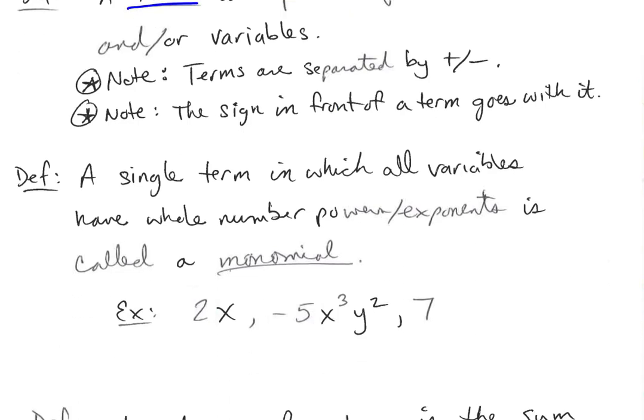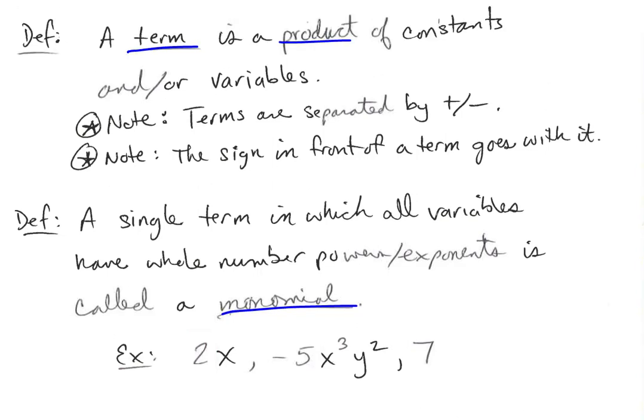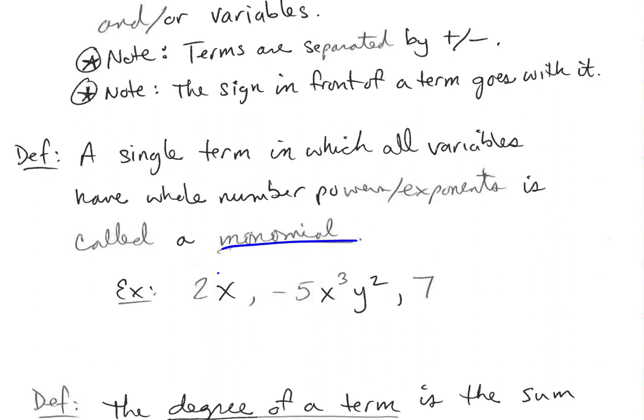Secondly, let's say this: a single term in which all variables have whole number powers, or exponents, is called a monomial. So a polynomial, as defined above, can be broken up into monomials, which would be like single terms within a polynomial. So examples of monomials, mono meaning one, would be something like 2x, or negative 5x cubed y squared, or just a number like 7. Those fit the definition of a single term and a polynomial, so they are called monomials.